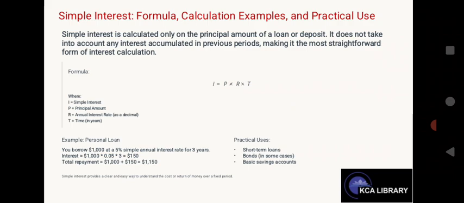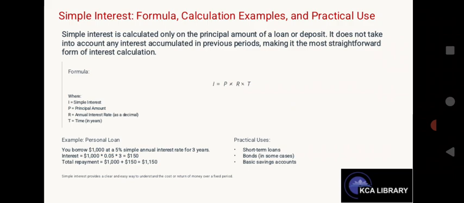Now, simple interest. There are two types of interest. We have simple interest and compound interest. For simple interest, it is calculated only on the principal amount of a loan or deposit, and it does not take into account any interest accumulated in previous periods. So it makes it the most straightforward form of interest calculation. The formula is I = P × R × T, where I is the simple interest, P is the principal amount, R is the annual interest rate as a decimal, and T is the time duration.